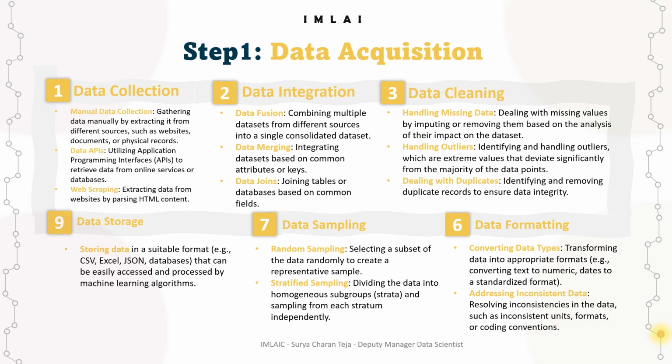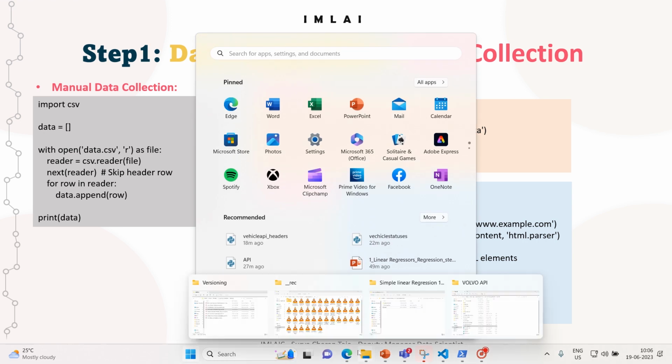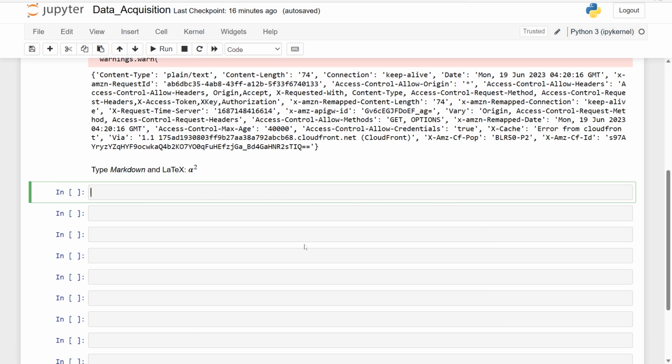So now we will deep dive into each of the categories, and we will take one example for each technique. So let's begin with data collection, under which we have manual data collection, data APIs, and web scraping, and we'll take examples with Python and SQL. Okay, so let's begin with manual data collection. So let me write down manual data collection.